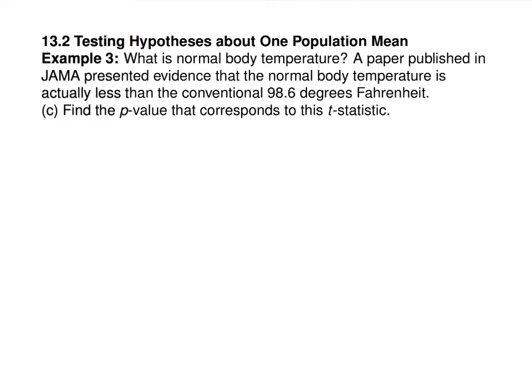Next, we're going to find the p-value that corresponds to this t-statistic. So get out that table 8.3, and we'll talk about how to use that and how to use technology. First of all, our p-value is the probability that we have a t-statistic that's more extreme than ours. So in this case, less than or equal to, because our alternative hypothesis has a less than in it, negative 3.22.